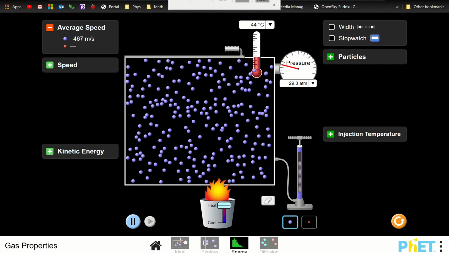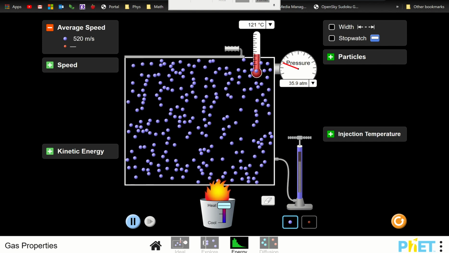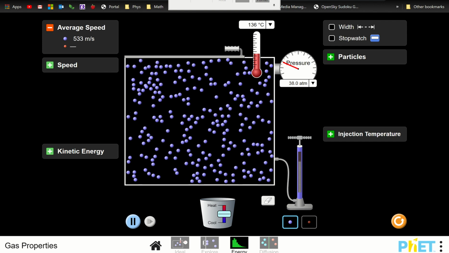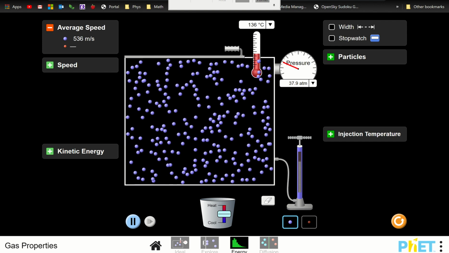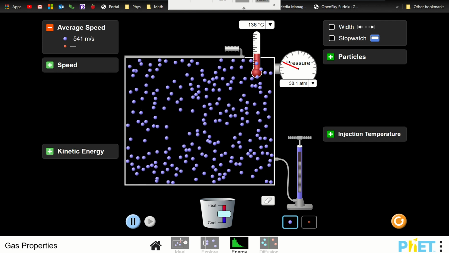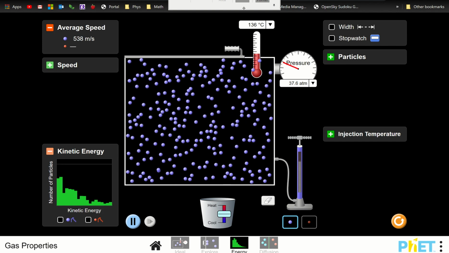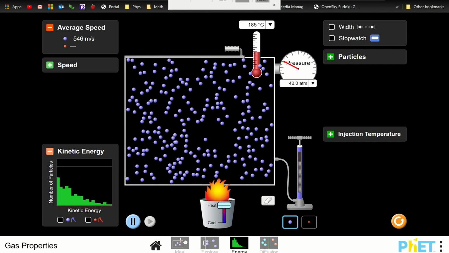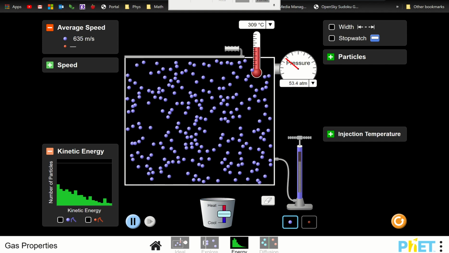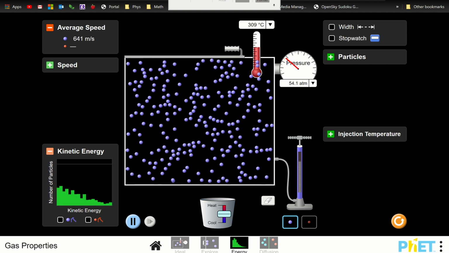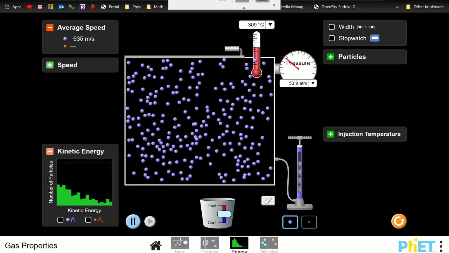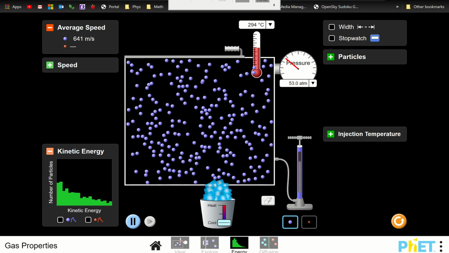Now I'm just going to heat it up. I'm putting a fire on the bottom, as you can see. So the temperature right now is at 136 degrees Celsius. And what you can see is that the average speed is now higher. If I heat it up even more, the average speed will increase, and the average kinetic energy per molecule will also increase. Now I can also do exactly the opposite, which is lowering.